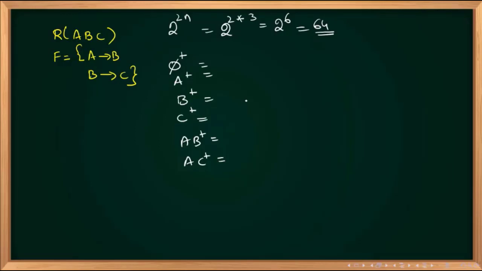AB, AC, and BC closure. Not only that, one more is there. ∅, A, B, all combinations. 3 attributes are there, how many combinations? 2 power 3, 8 combinations should be there. Only 7 we got; now the last one will be ABC closure. So this many closures you have to find.